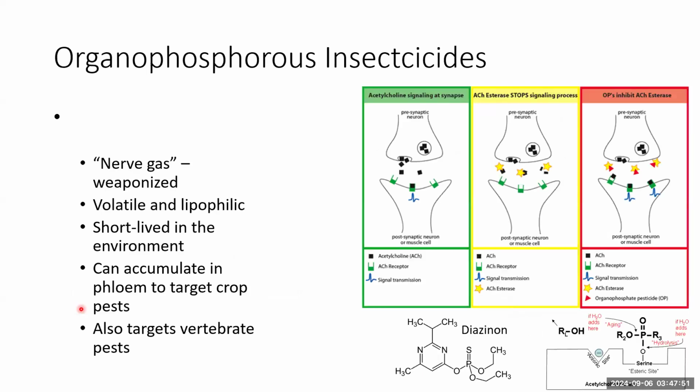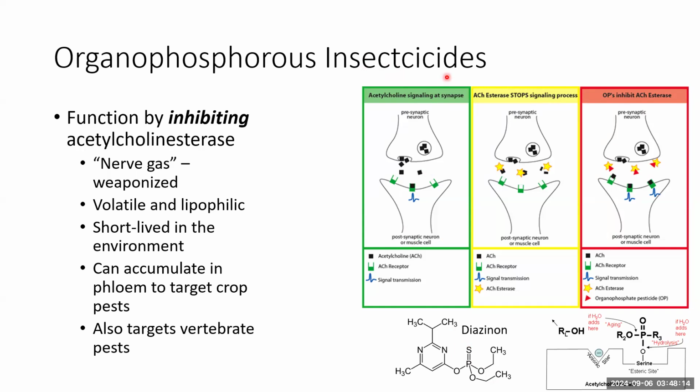introducing organophosphorus insecticides. So organophosphorus insecticides like diazinon here. So these are organic compounds that have a phosphorus somewhere in them. That's what makes them organophosphorus compounds. And we primarily use these compounds as insecticides, meaning we're trying to kill insects with them. The way in which they work is they inhibit acetylcholinesterase. What the hell is acetylcholinesterase?